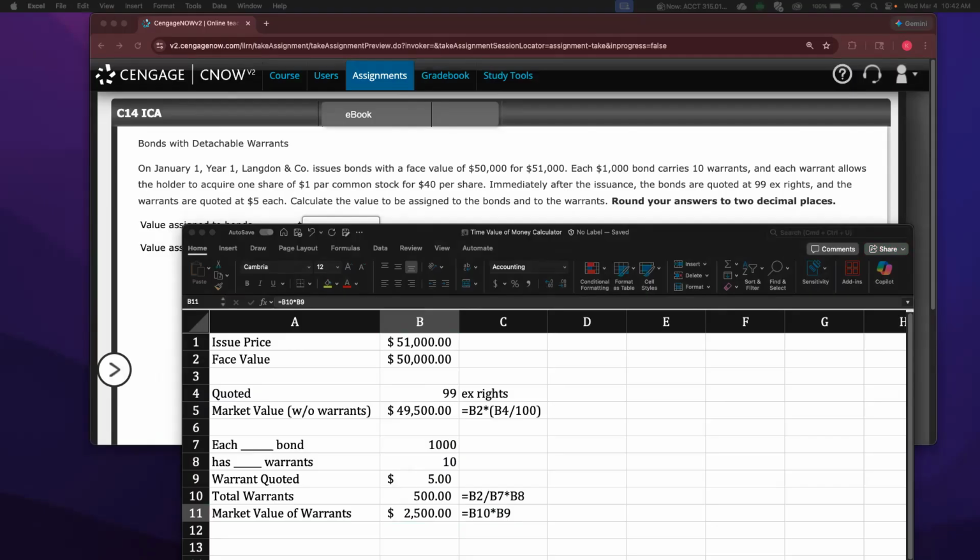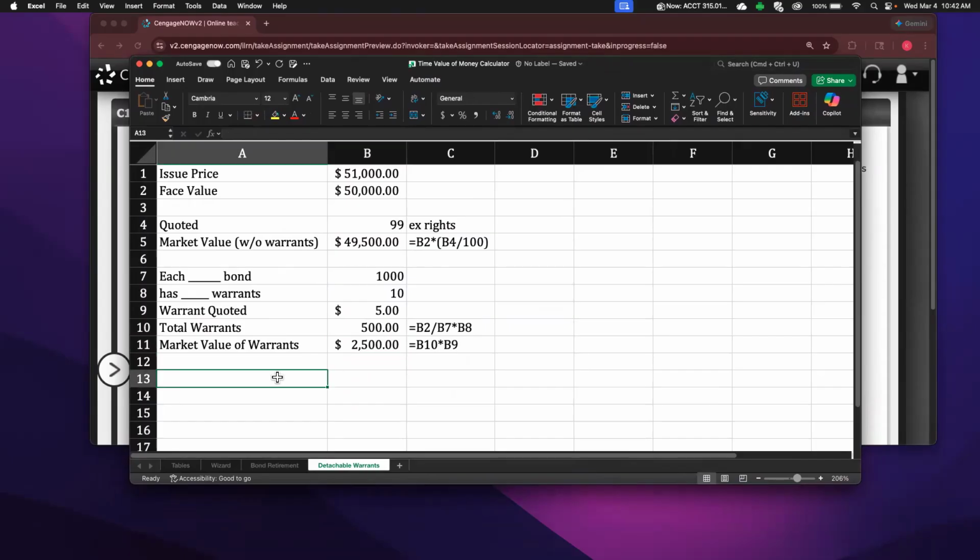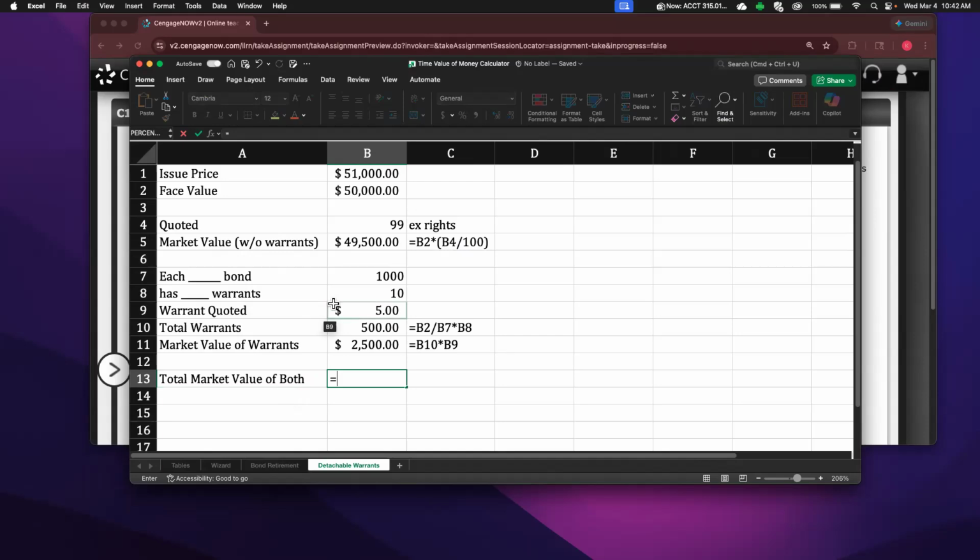Total market value of both equals the market value without warrants plus the market value of the warrants. The total market value of both is $52,000. Now, we only have $51,000 of proceeds that we can allocate, and we need to do that proportionally.